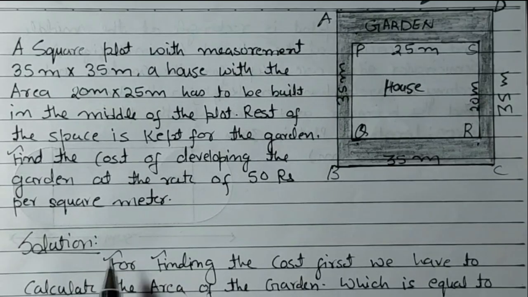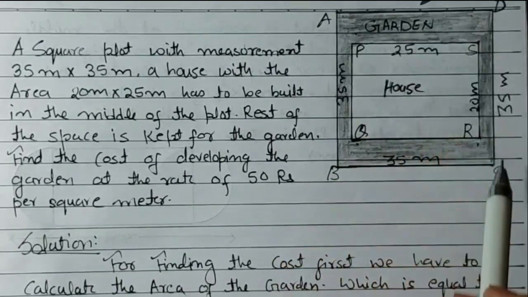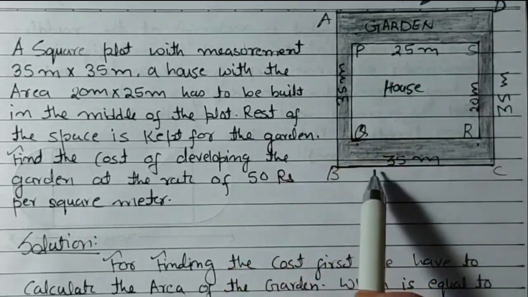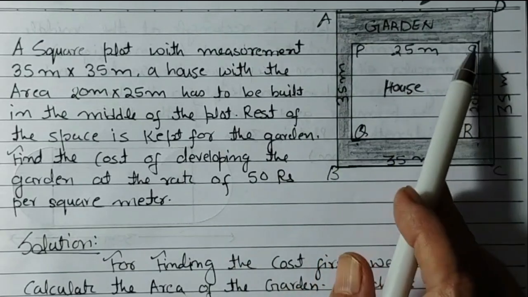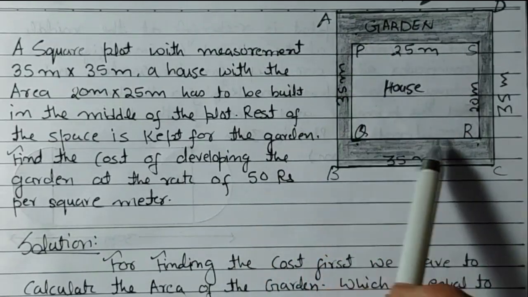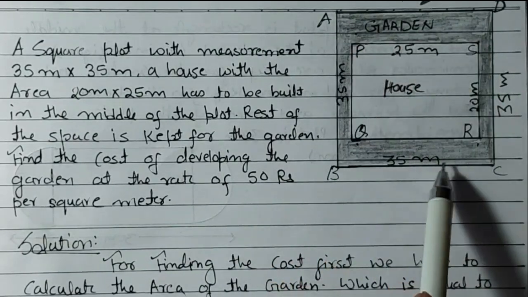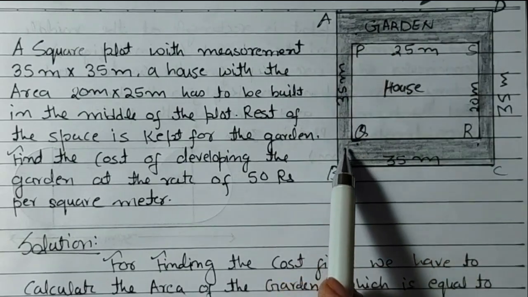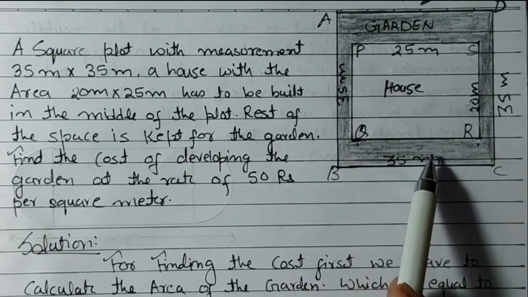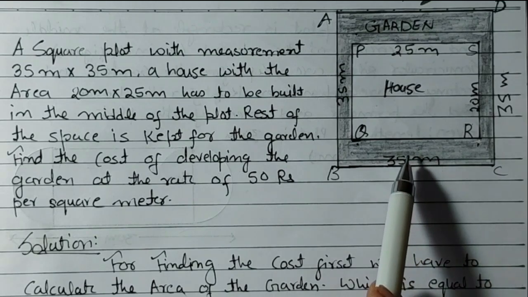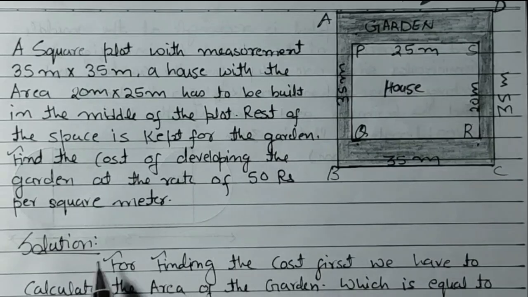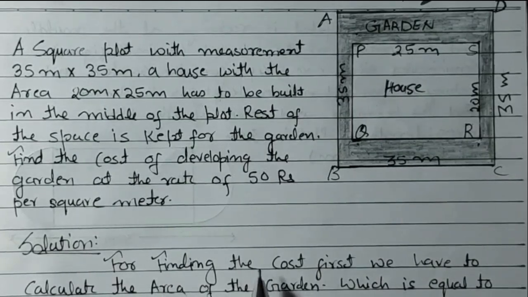Solution will be this is the plot. ABCD is the plot. PQRS is the house. Shaded area is the area kept for the garden. So we have to calculate the cost of developing the garden at the rate of 50 rupees per square meter. Solution will be for finding the cost.